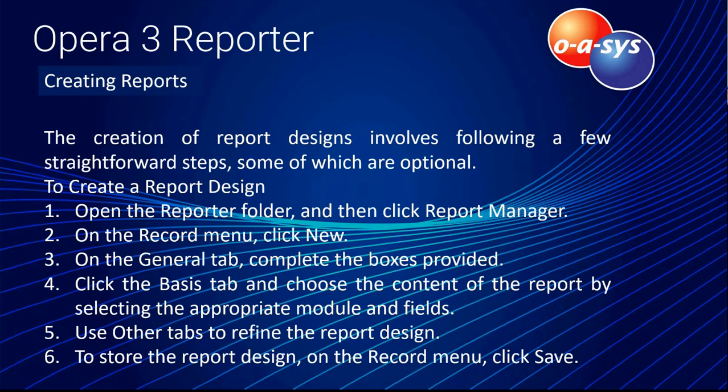The next is the basis tab, and you choose the content of the report by selecting the appropriate module and fields. Save it at that point in time, and then you use the other tabs to refine the report design. And we'll see that in a moment. And then you can store the report design on the record menu. You click save.